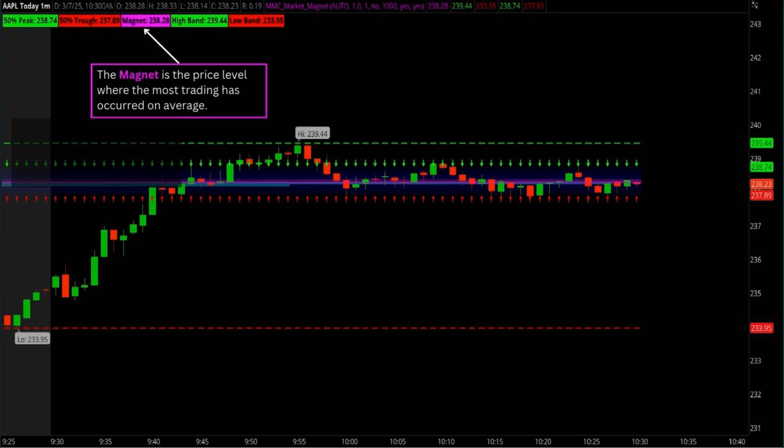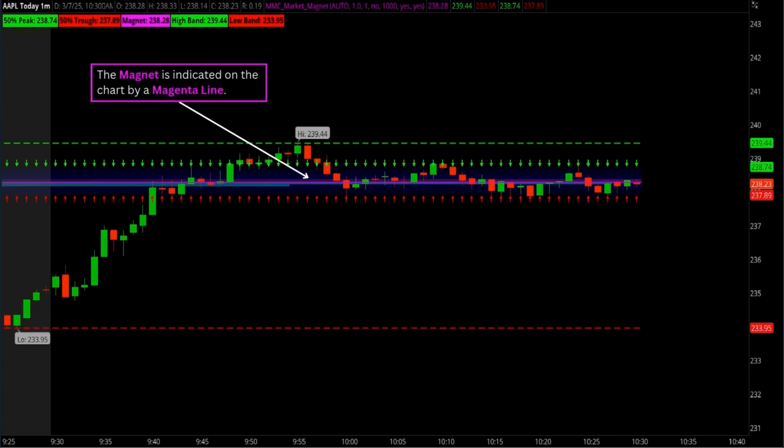At the center is the magnet, a magenta label that shows the exact price where the most volume has traded so far today, making it a powerful pivot point. The horizontal magenta line on the chart represents the magnet level, helping to visualize where price action may return and can be considered a support or resistance level.